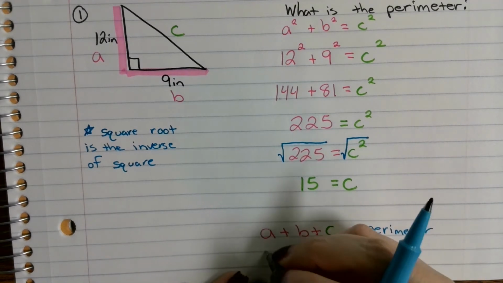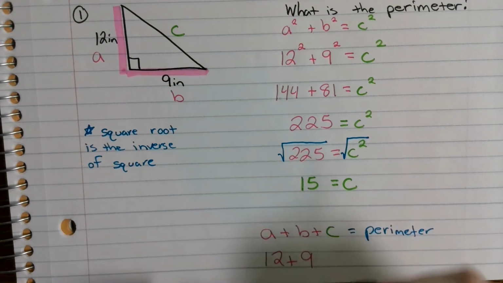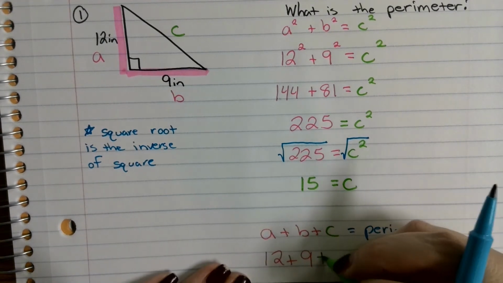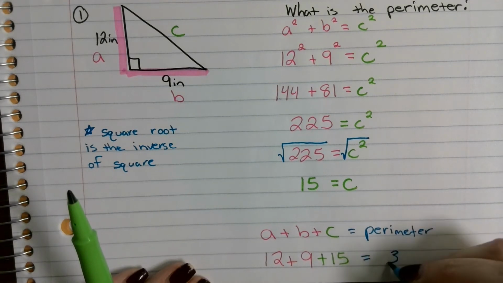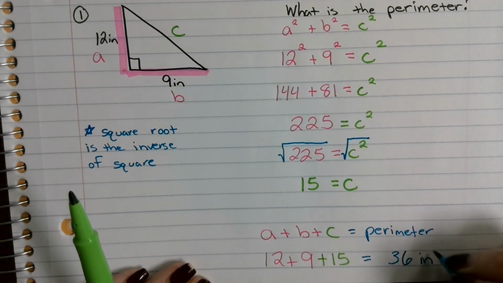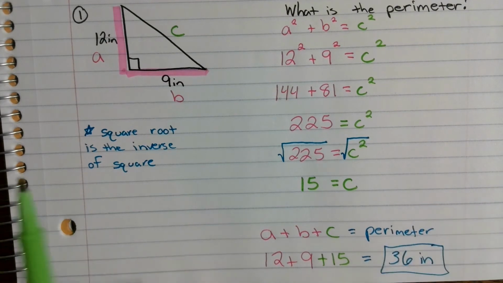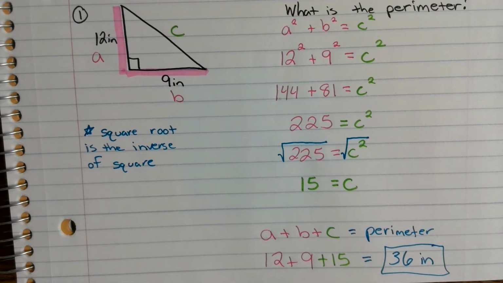So A was 12, B was 9, and C I just found to be 15. If I add them all together, I'm going to get 36 inches as my perimeter. Don't forget to put your unit of measure. 36 inches.